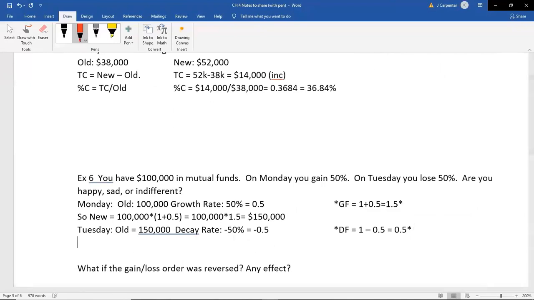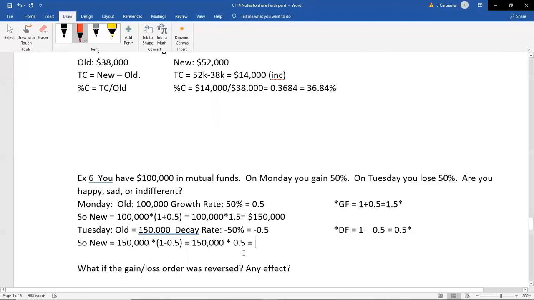That's our decay factor. So our new is the old of 150,000 times the decay factor, which is the 1 minus the 0.5. So 150,000 times 0.5. And if you take half of $150,000, you're going to get $75,000. This is the amount of money we have in the end.